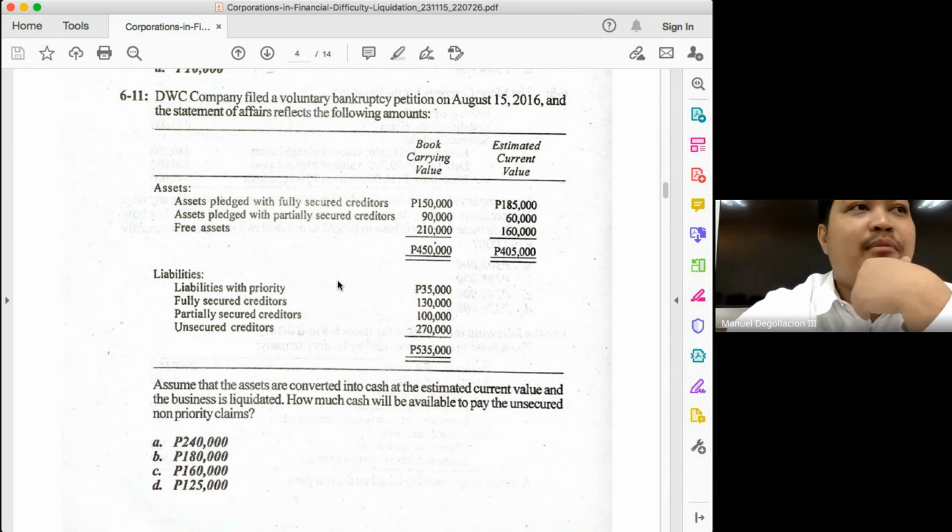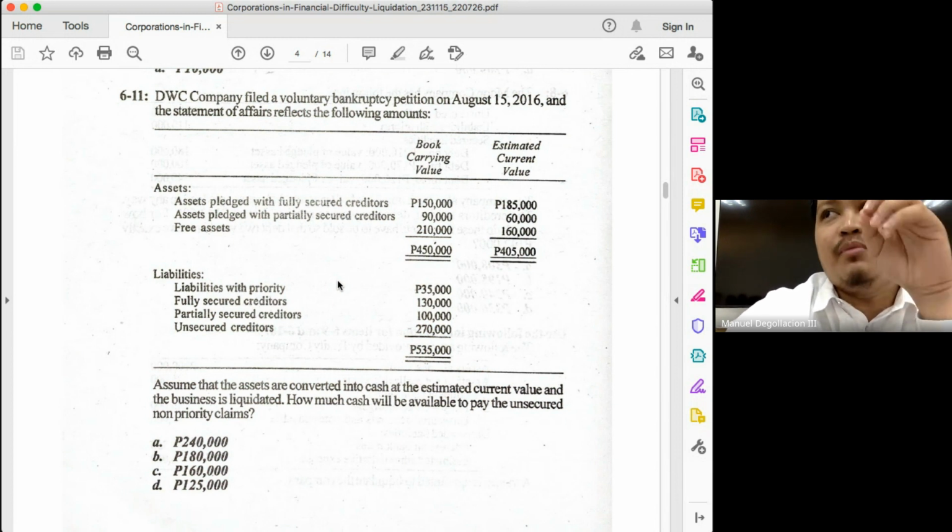So perhaps this problem will not be a good illustration for solving your partially secured and unsecured. But at this point, what's important is that you remember the formula for your recovery rate. What's the formula for your recovery rate, class? Net free assets over total unsecured claims without priority.